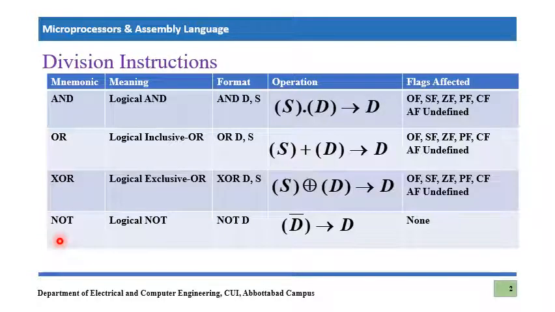The fourth instruction that we are going to see in this lecture is NOT, the logical NOT. We know that the logical NOT gate is applicable only to one operand. So NOT D will be its format, where D is the destination. The input to the instruction is the same as the destination operand. D will be complemented, and the result will again be stored in the D operand. No flags are affected, which is why none is written here. So these are the four instructions we are going to see in this lecture. Let's proceed to the emulator practice.